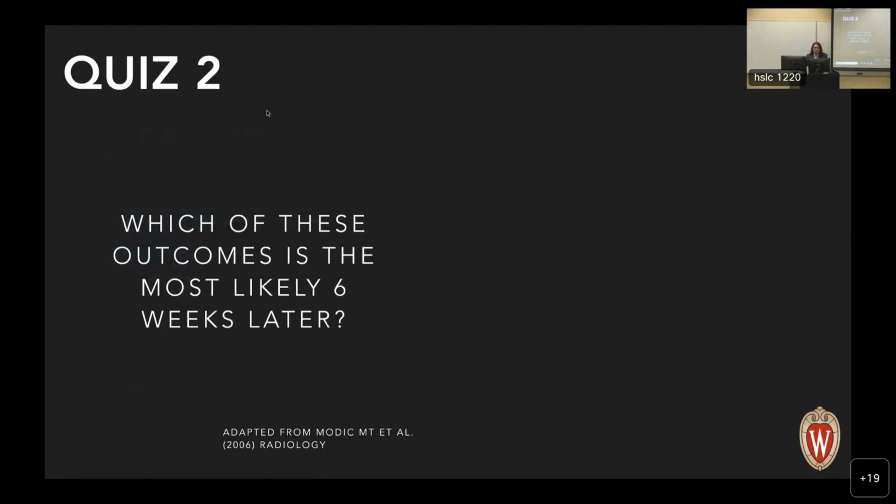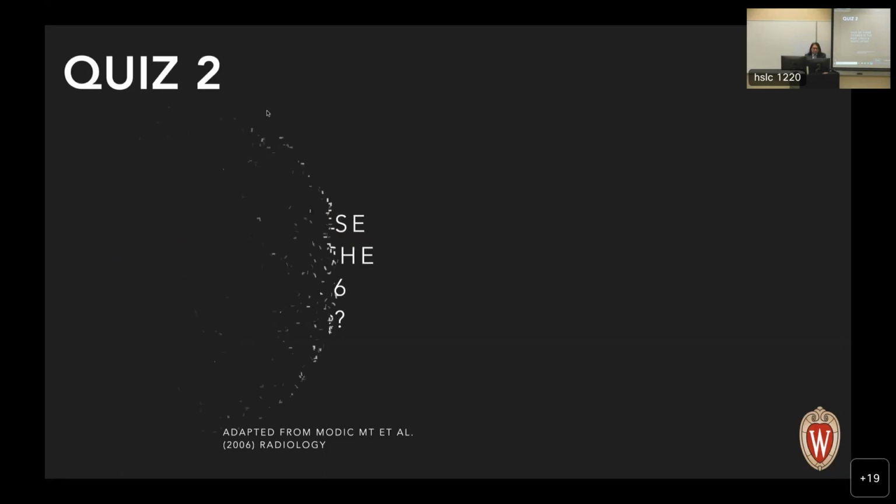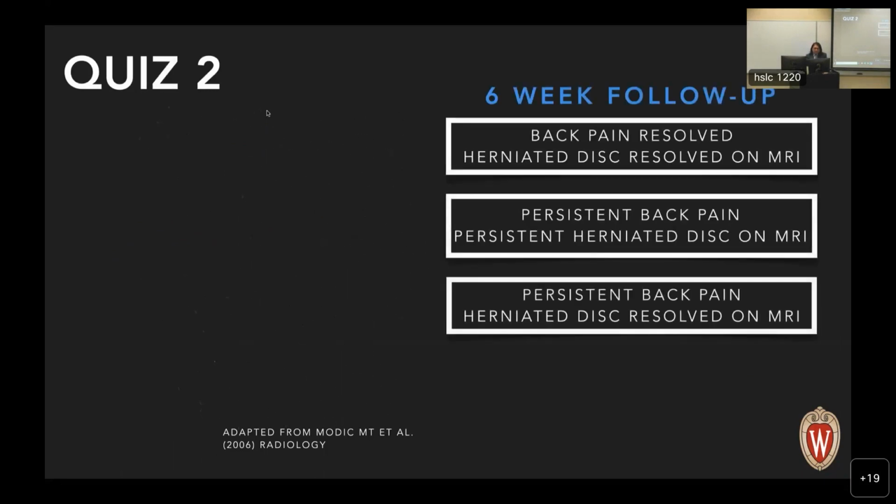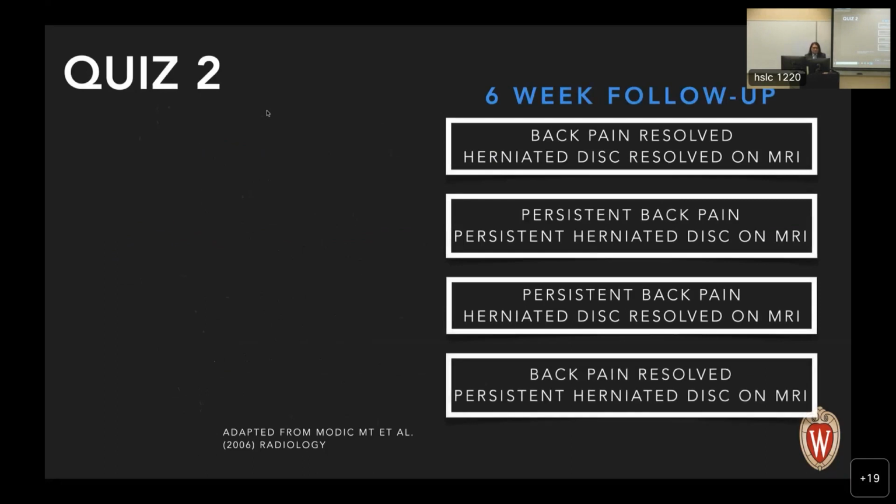Okay, so at 6 weeks, you have 4 possible outcomes. Two are somewhat straightforward: your back pain is gone at 6 weeks and your repeat MRI shows your herniated disc is gone. That kind of makes sense, right? The next outcome that makes sense is you still have your back pain at 6 weeks, and your repeat MRI shows that you still have a herniated disc.